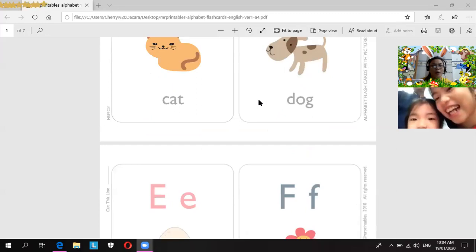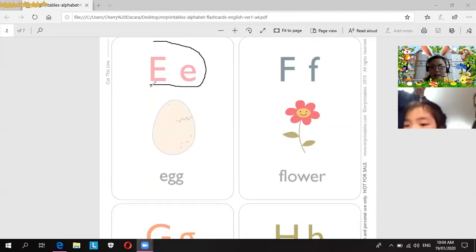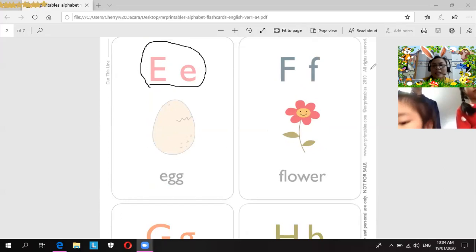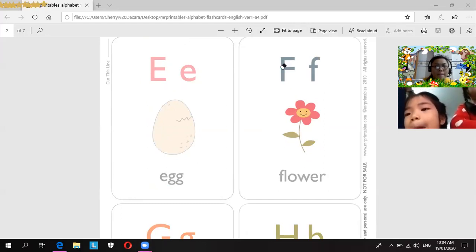Okay. Now, Bong, we have new letters. So this is letter E. Okay, Bong. Letter E. Okay. No. Letter E. Very good. And this one is letter F. F. Very good, Bong. Oh, yes, letter F. Very good.